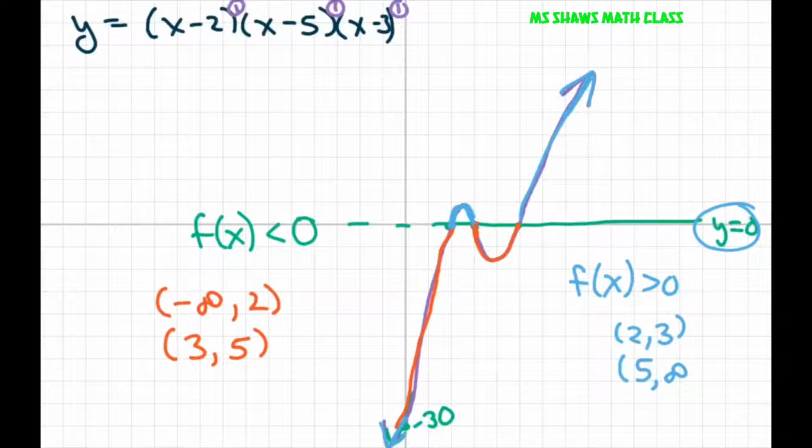And we did have a maximum of 2 turning points. The graph turned.